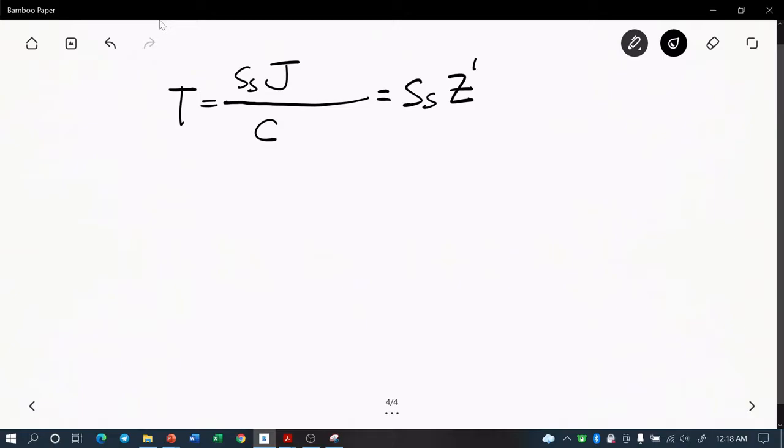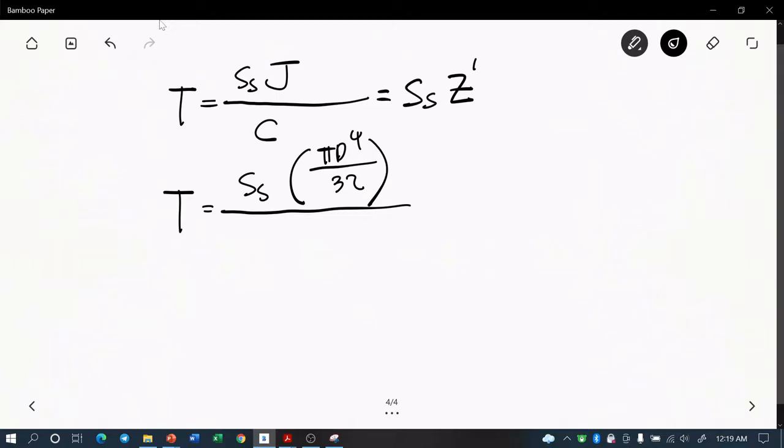Now we are going to simplify this equation by substituting the corresponding expressions for J and C. Those expressions in the previous page for J and C will be plugged in to simplify this torque equation. So T is equal to S sub S times the polar moment of inertia, pi d raised to the power of 4 over 32, and our C is equal to half of the diameter.